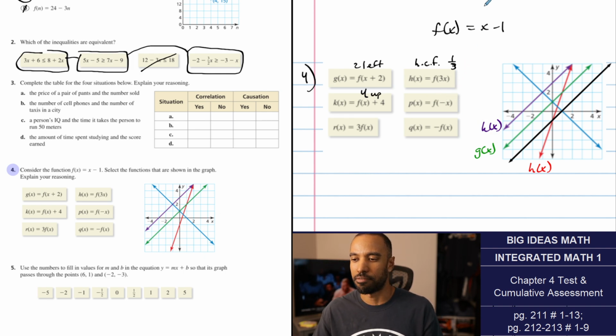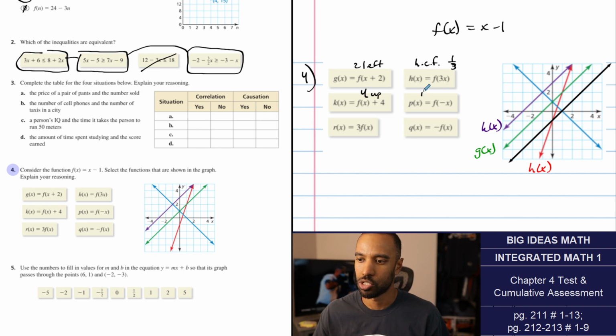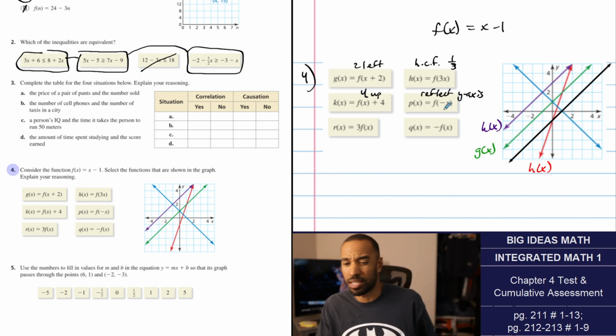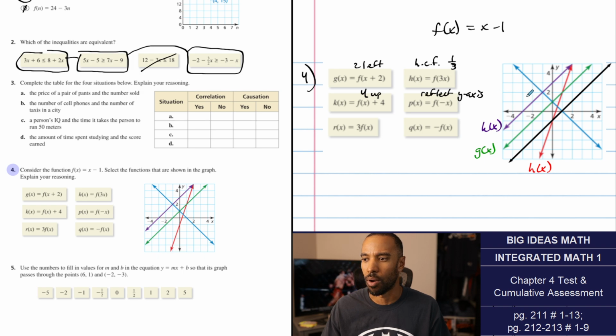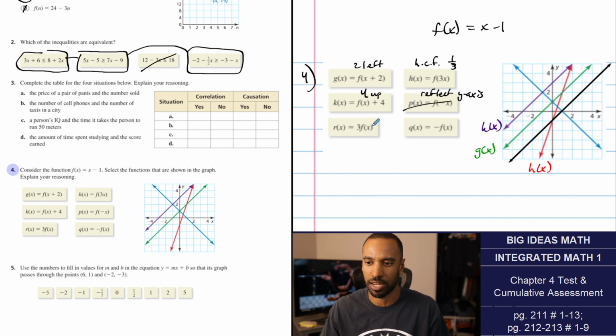P of x is f of negative x. You're going to flip this thing over horizontally across the y-axis. So reflect over the y-axis. I don't think I see that answer on here. If reflected over the y-axis, it would go this way. I don't think I see p of x on there, so I'm just going to say it doesn't exist for now. I guess there are only so many on here, right? So that one's just not on there.